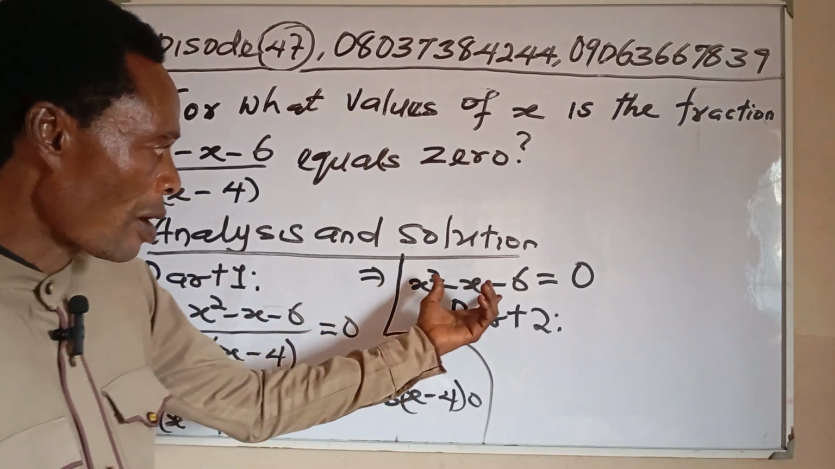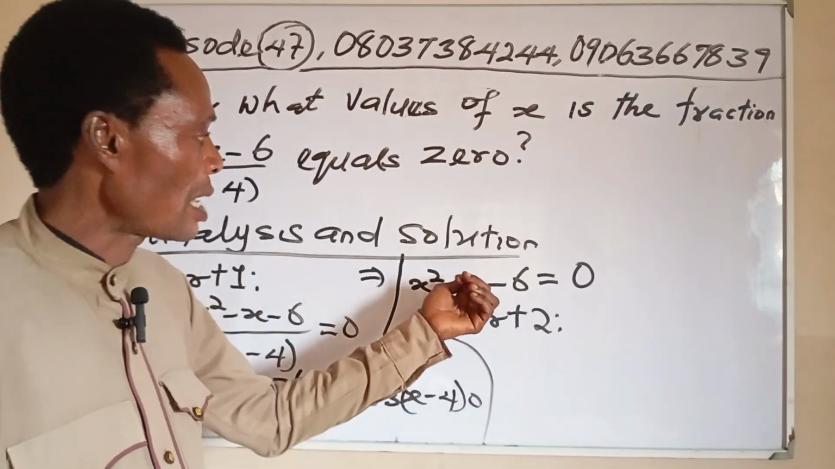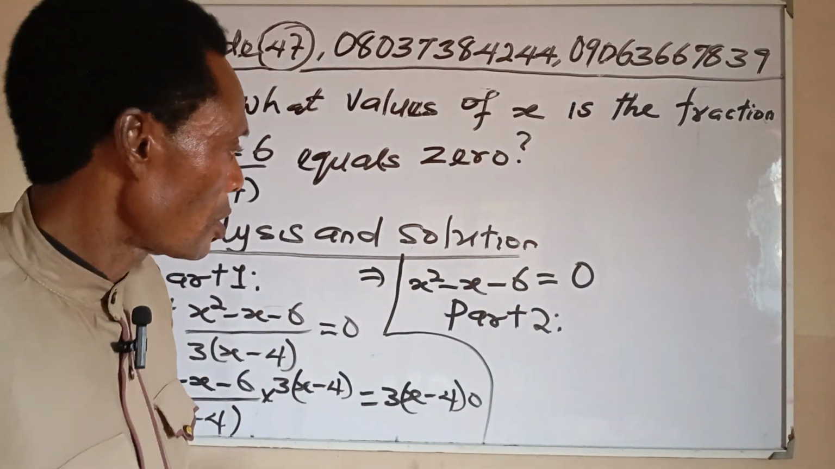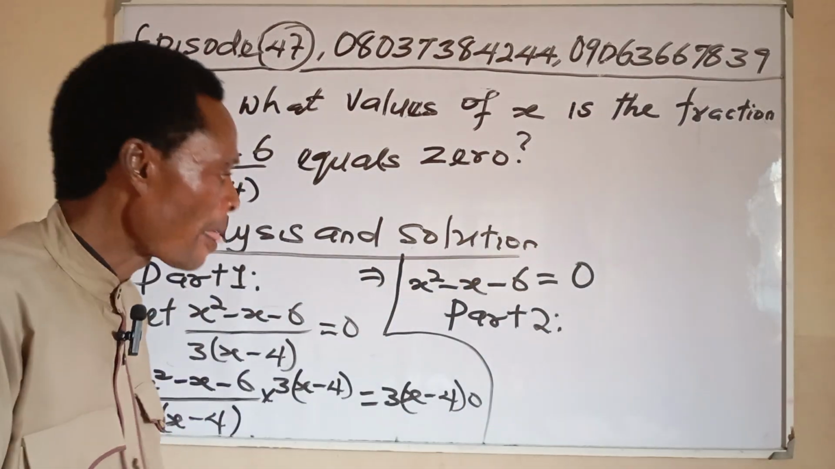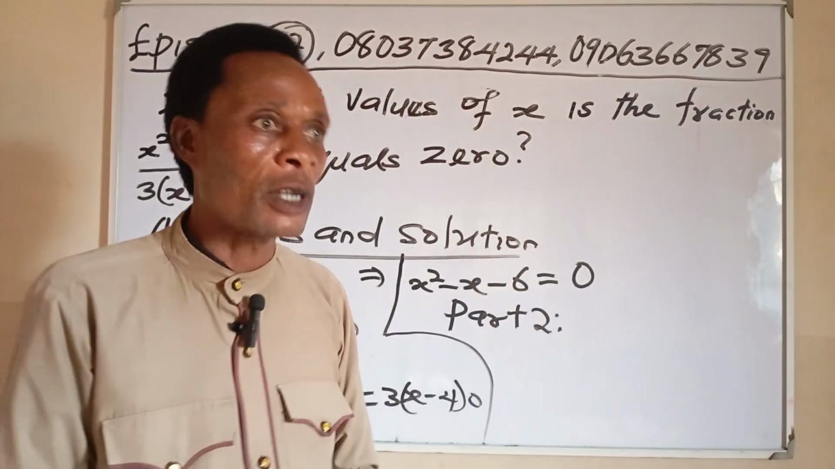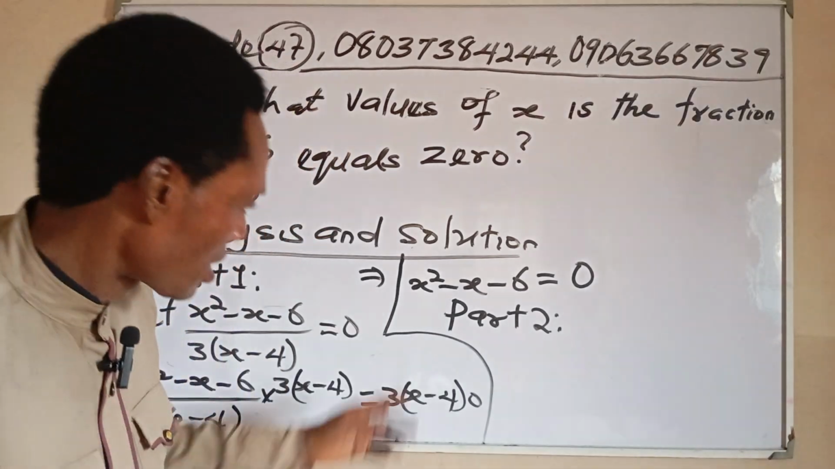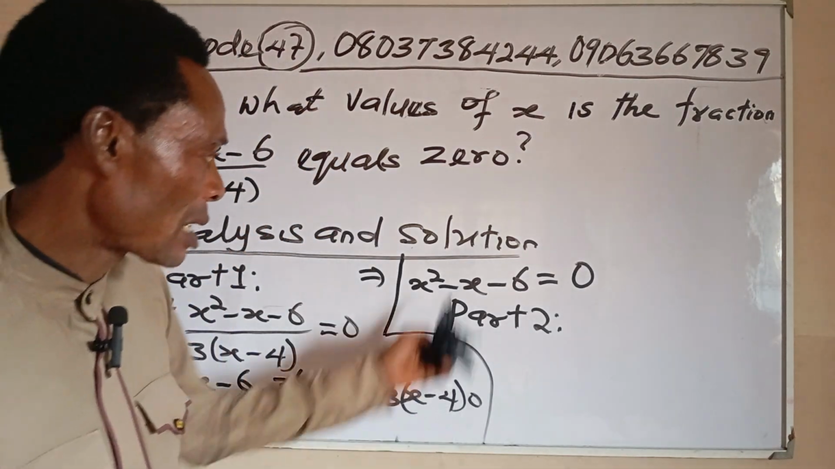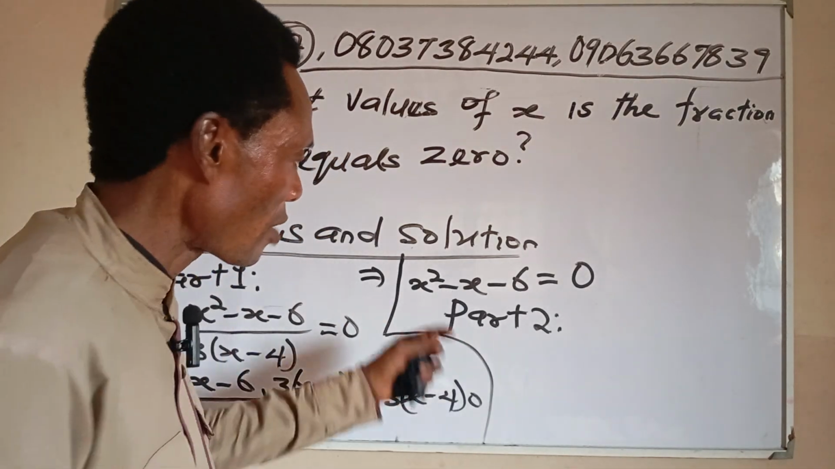Okay, you can see where we stopped, which is s squared minus s minus 6 equals 0. So this is a quadratic now. We have treated quadratic equations severally, so without wasting time, let us resolve it. So how do you resolve this?